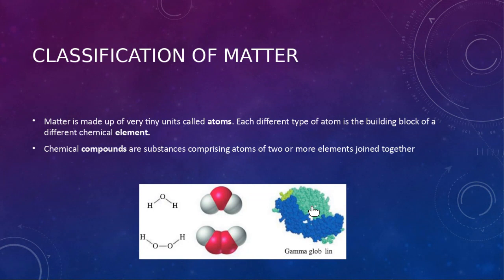And the matter is made up of very tiny units, and we can call these atoms, and each different type of atom is the building block of a different chemical element. For example, the carbon element has lots of carbon atoms, or the helium element has lots of helium atoms. And chemical compounds generally have at least two or more elements joined together. Here in this compound, we can say only the hydrogen and the oxygen, the atoms or elements.